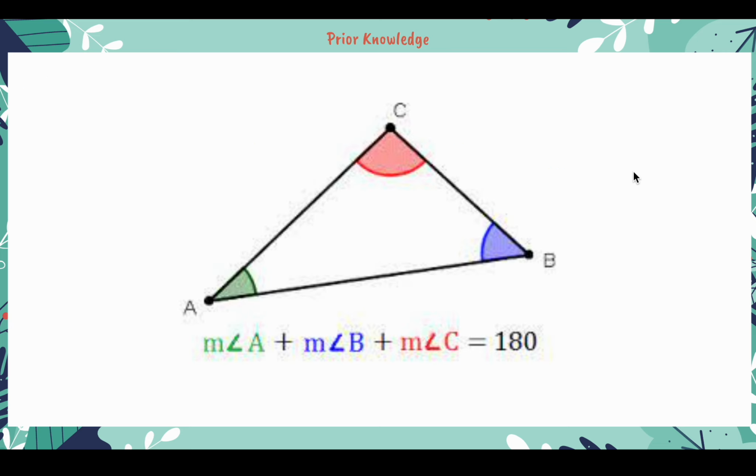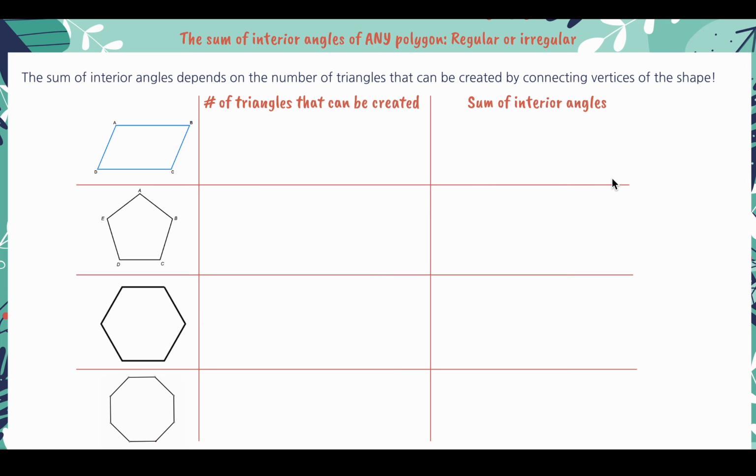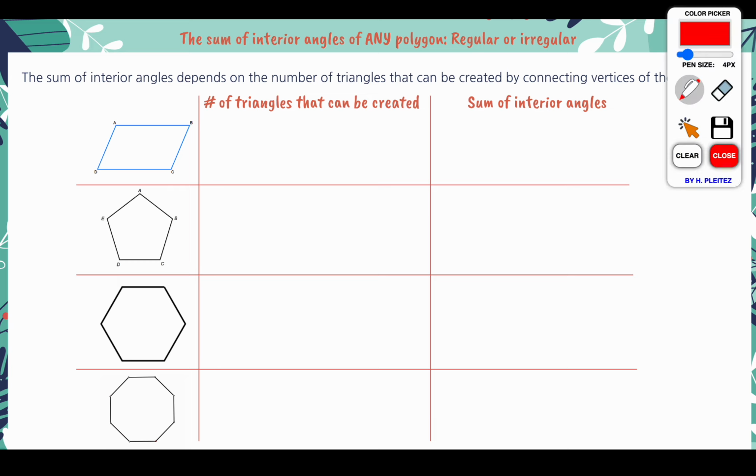In these next 2 lessons, we're going to be talking about the measure of different angles. In this lesson, we're talking about the measure of interior angles of a polygon. All of this comes from our prior knowledge of the sum of angles in a triangle: if we add up all 3 angles in a triangle, we get 180 degrees. And that is going to help us with our discoveries today. The sum of interior angles depends on the number of triangles that can be created by connecting vertices of the shape. So let's do it with a quadrilateral.